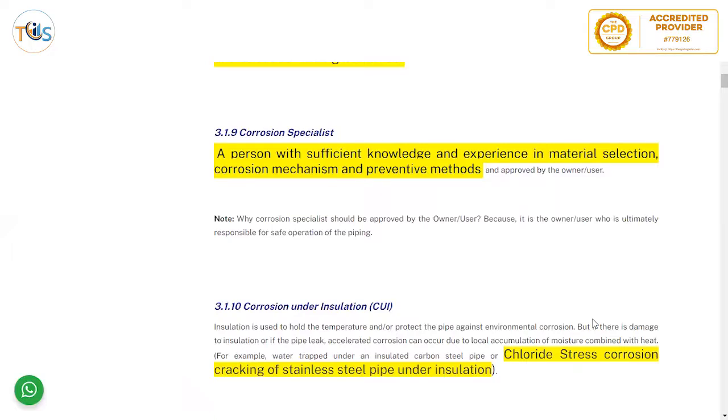Remember that API does not require any special qualification for the corrosion specialist, but says that it should be approved by the owner, because the owner user is ultimately responsible for piping fabrication, operation, and maintenance. Why should the corrosion specialist be approved by the owner user? Because the owner user is ultimately responsible for safe operation of the piping.